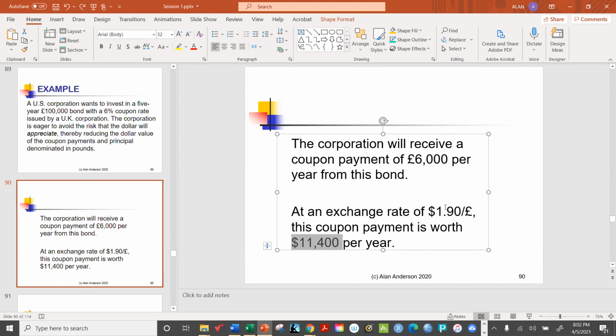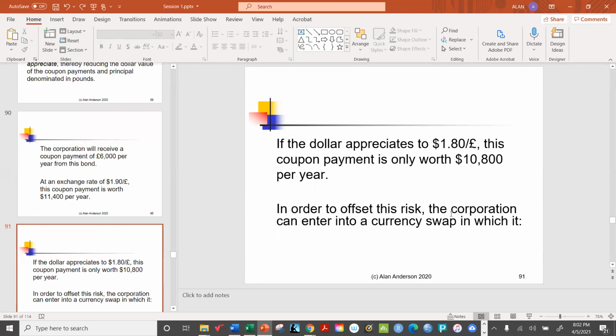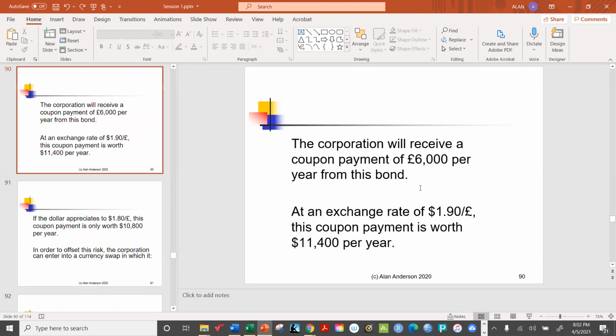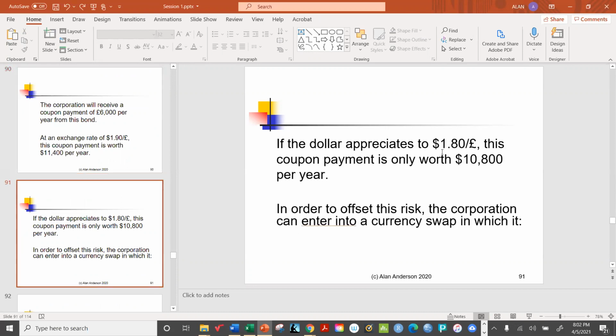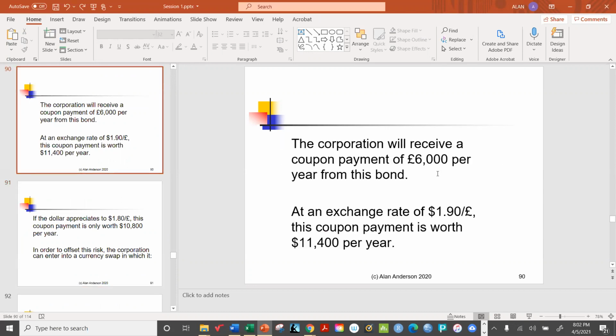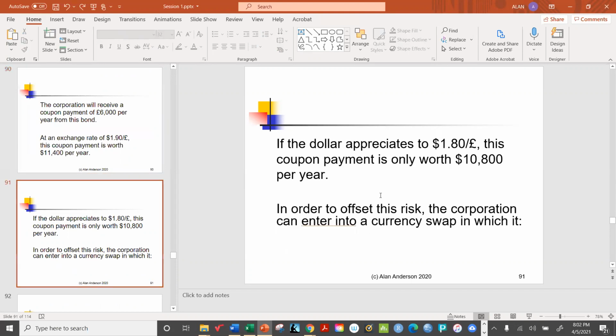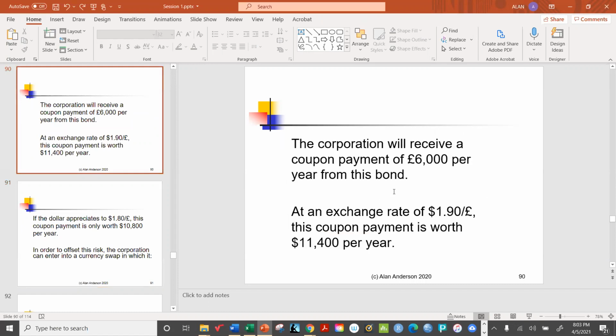The exchange rate can change every single year. For example, what if it goes down to $1.80? If the dollar gets stronger, as we saw earlier, then our dollar payments are only worth $10,800 instead of $11,400. So even with the same number of pounds, the number of dollars will be lower because the dollar got stronger. That's what we worry about. Now, if the dollar gets weaker, let's say the exchange rate goes up to $2 a pound, then we'll end up with $12,000 every year. And that would be wonderful, but we don't want to take any risks.